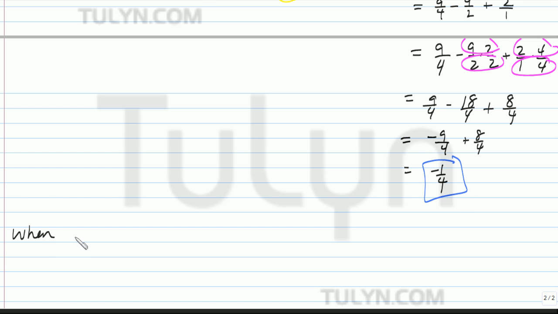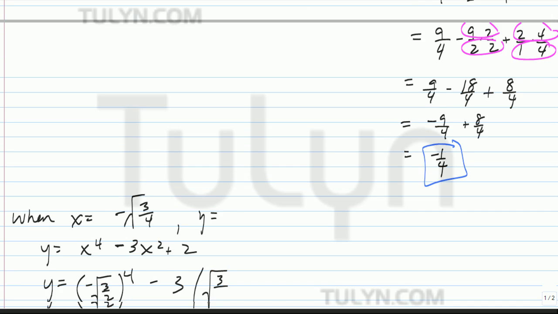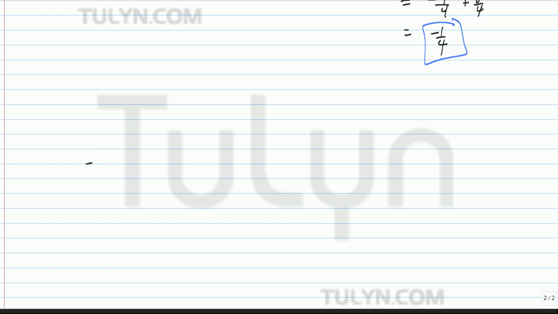And then when x equals negative radical 3 over 2, y equals, and let's go ahead and plug it into the equation. y equals x to the fourth minus 3x squared plus 2. Go ahead and plug in negative radical 3 over 2 to the fourth power minus 3 times radical 3. Oh wait, I apologize. It should be when x equals negative square root of 3 over 2. y equals, and we don't know what that is, so go ahead and plug in y equals x to the fourth minus 3x squared plus 2.